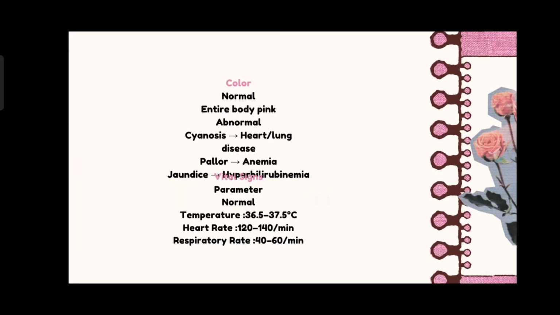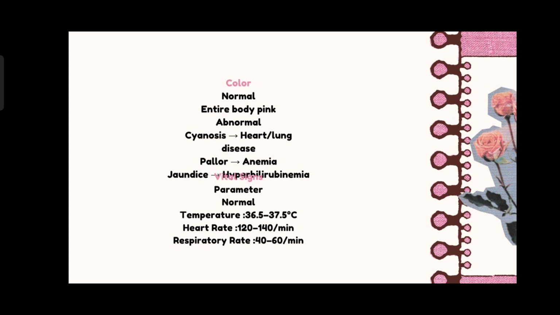Then coming to the color, for a normal baby the entire body will be pink. For an abnormal baby cyanosis will be present. The cyanosis will be present due to any type of heart or lung disease, and if the baby is pale, it means there will be chances of anemia. And if jaundice is present, which means yellowish discoloration will be present in the sclera or in the nails and all, there will be the presence of hyperbilirubinemia. That is about the color.